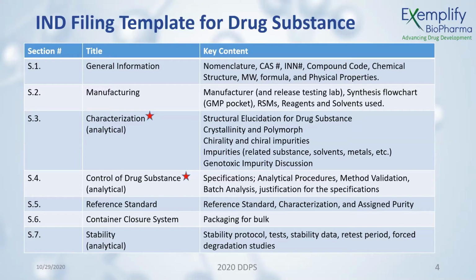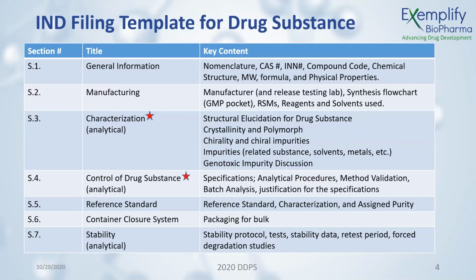So that's including your GMP specification, all your analytical release testing procedures, methods, and method validation, primarily for non-USP, non-EP methods, such as HPLC methods and gas chromatography methods that are specific to your compound. And your batch analysis for your GLP tox batch, for your GMP batch, and so on and so forth, as well as justification for the specifications.